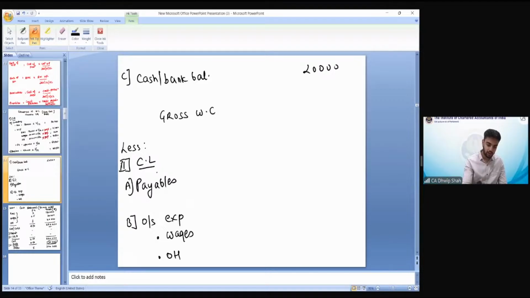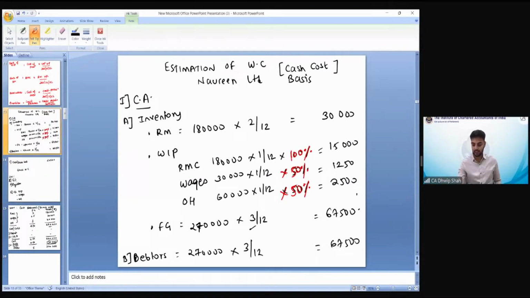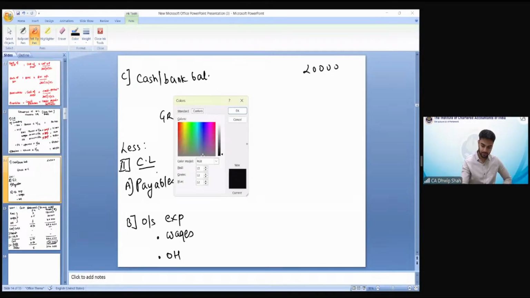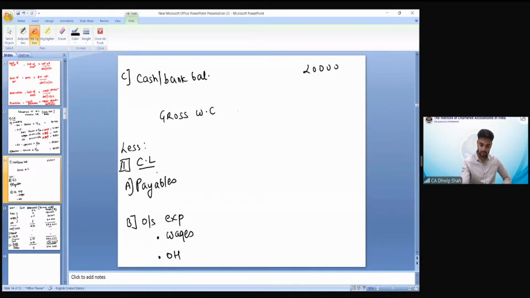So my total of all the current assets is 30 plus 15 plus 1250 plus 2,500 plus 67,500 plus 67,500 plus 20,000. करो कितना आ रहा है? My gross working capital comes to 203,750.